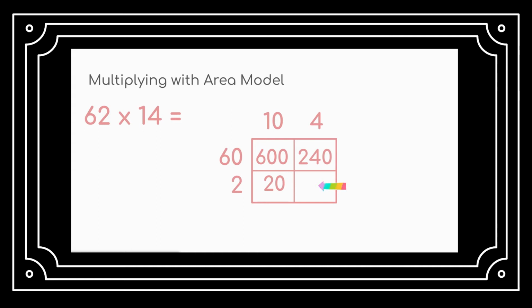Now that we've found all of the areas, let's add up the numbers inside the rectangle. The total will be our answer. 600 plus 240 plus 20 plus 8 equals 868. Therefore, 62 times 14 equals 868.